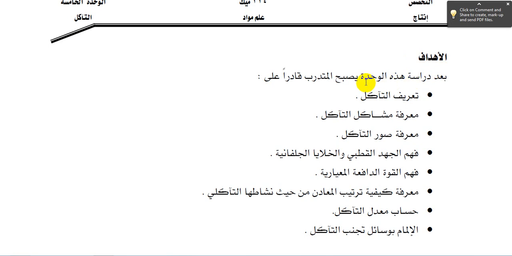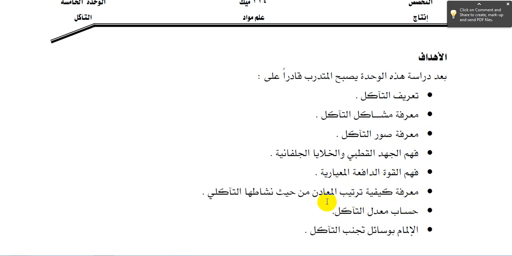After studying this chapter, the student will be able to define corrosion, know the aspects of corrosion, or even the figures and forms of corrosion, understand the electrode potentials as well as the galvanic cells, and understand the SEMF, the standard electromotive force.